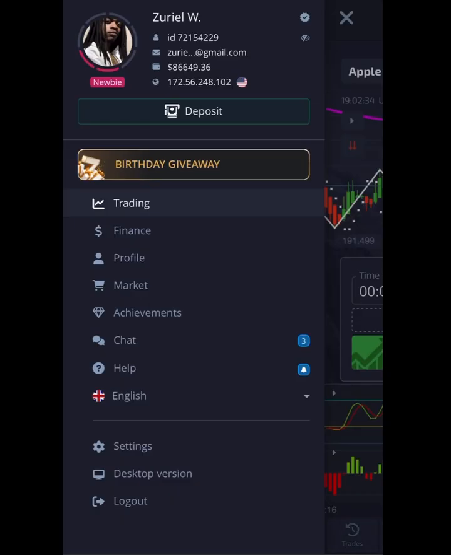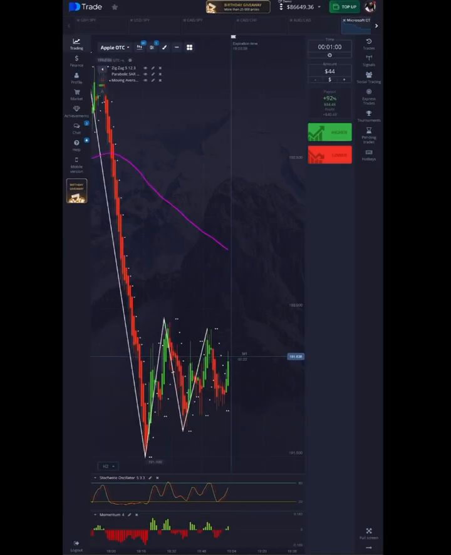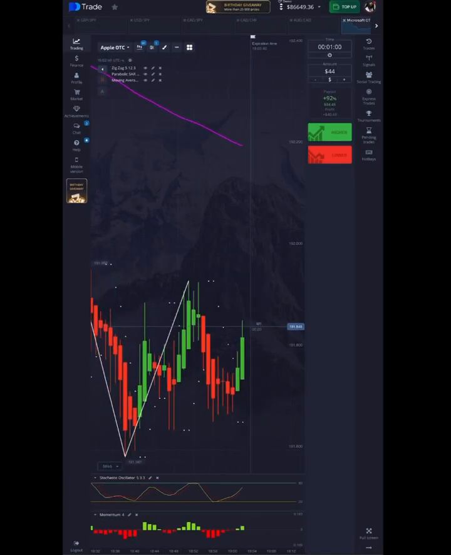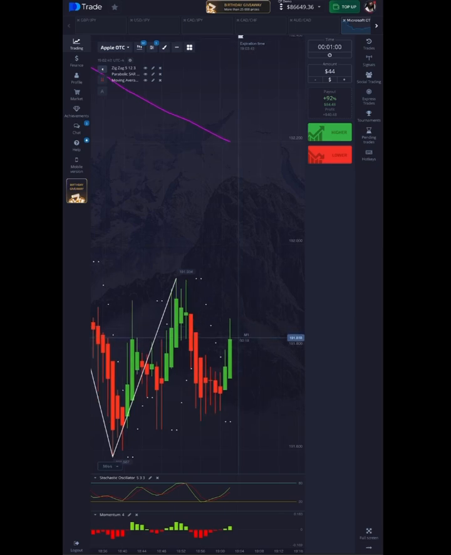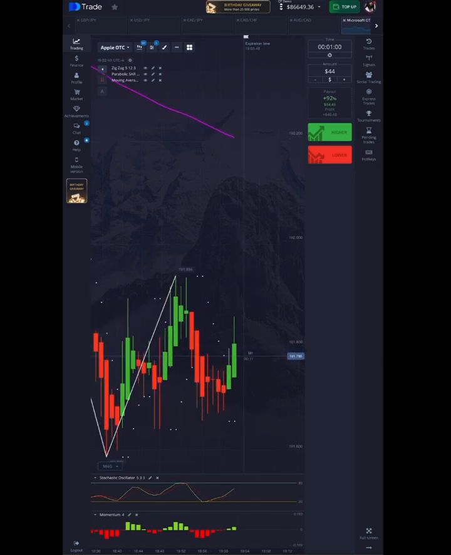We got a setup on Apple. I don't know why the market is moving like it's moving right now. It was decent this morning, but it's the start of the session, so can't really be mad at it.